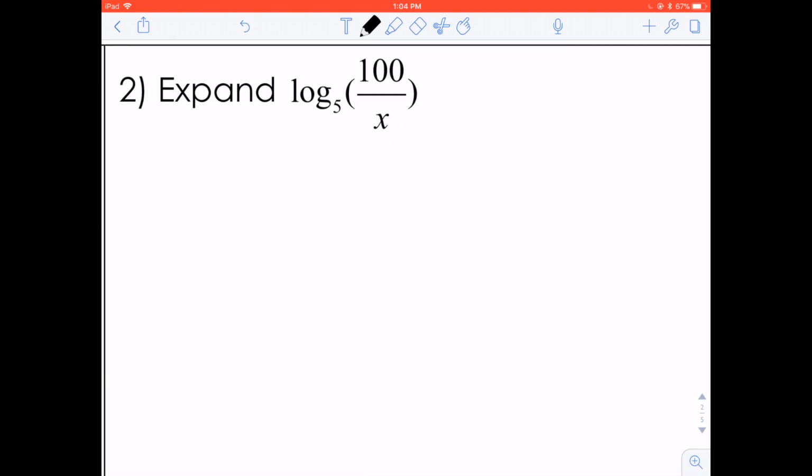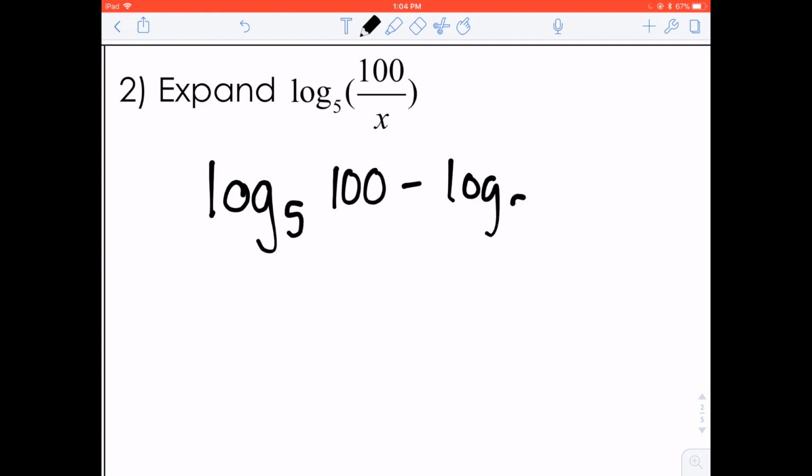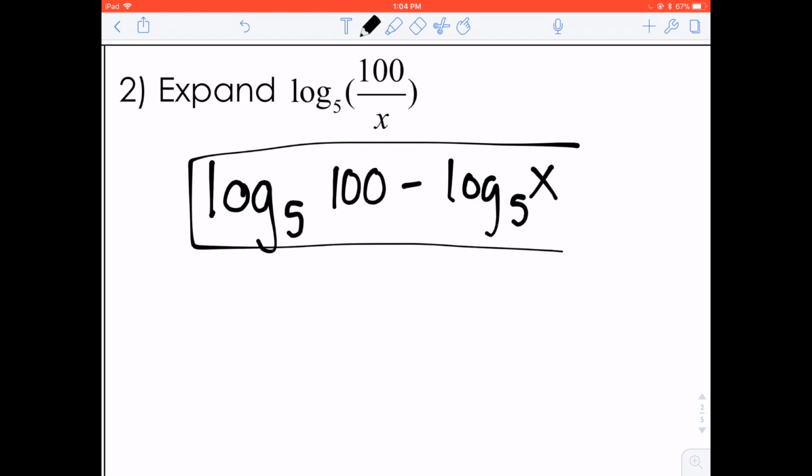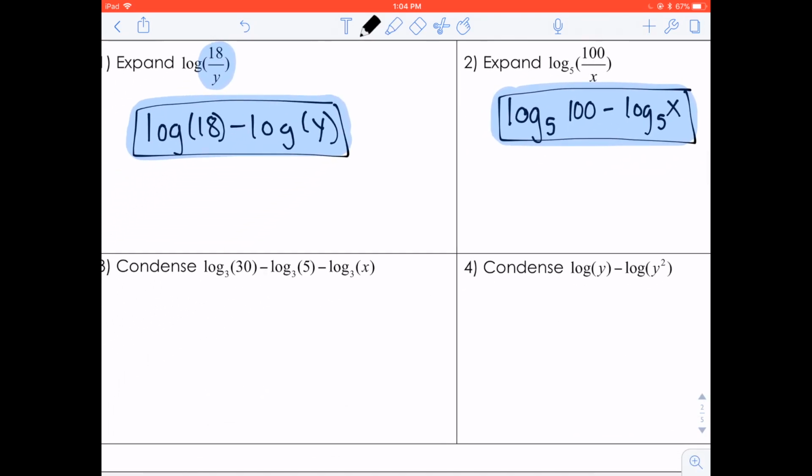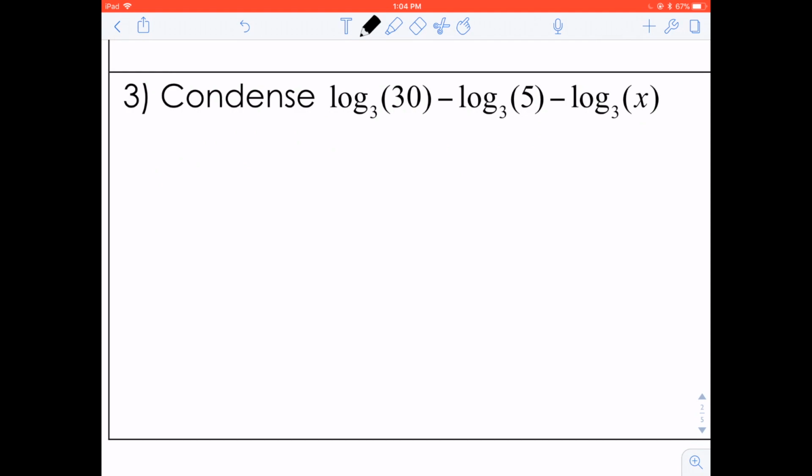All right, after trying number 2, we should again break this up into division or subtraction. So we have log base 5. Again, don't forget to keep that base if there is one. Okay, we have log base 5 of 100 minus log base 5 of x. And that's it. All right, so expanding is really easy because we just separate everything. Condensing, we have to make sure to simplify as well.